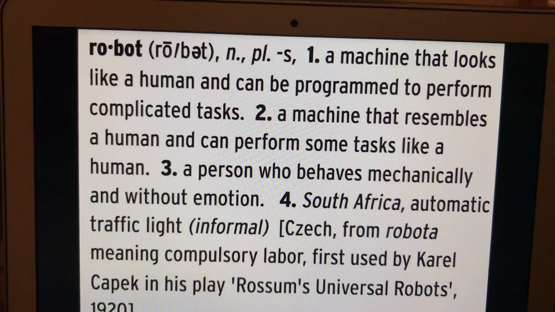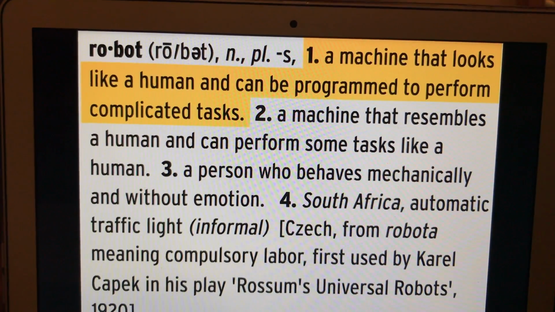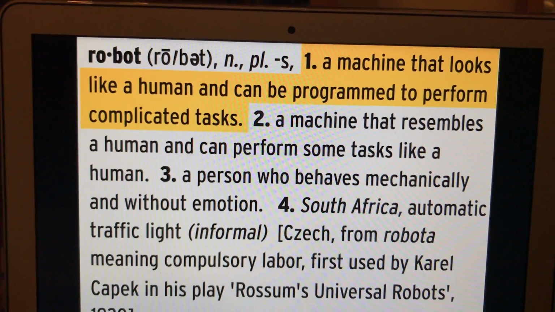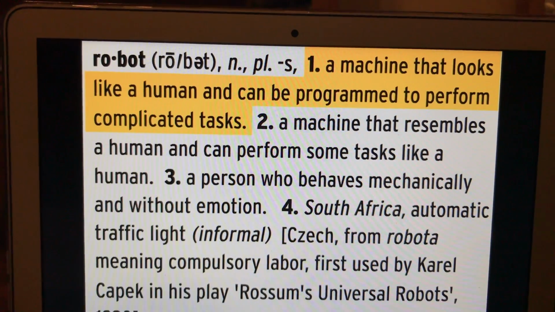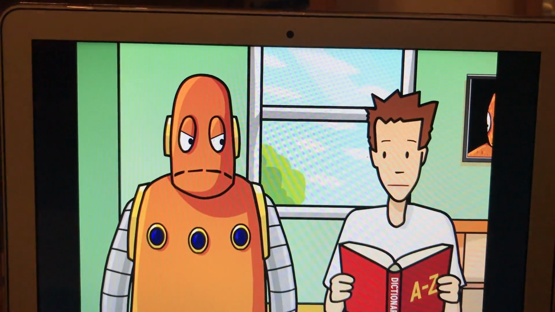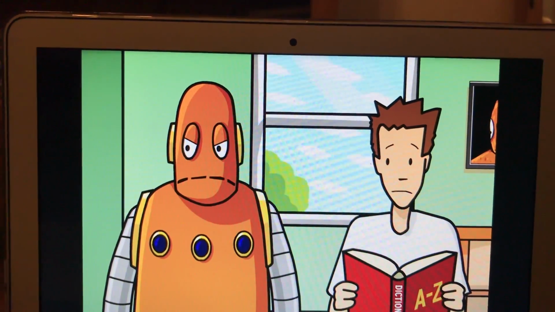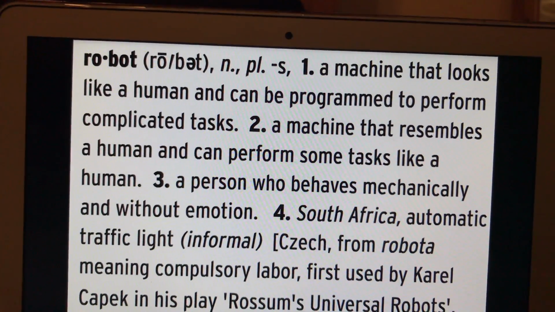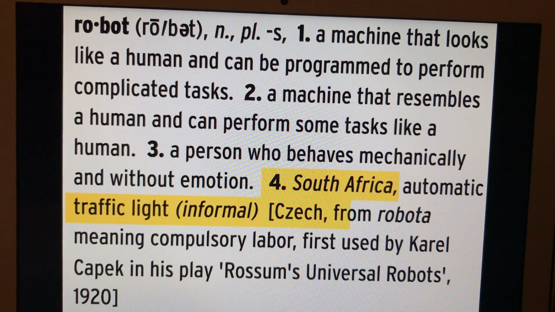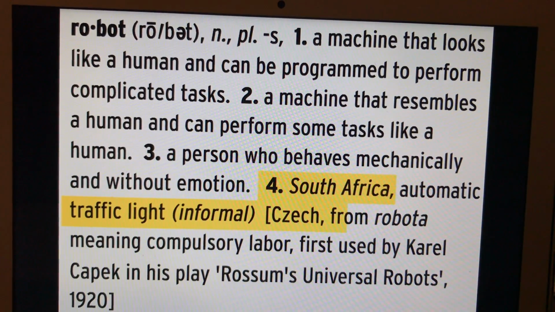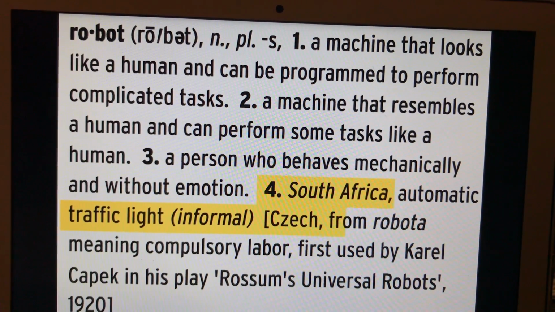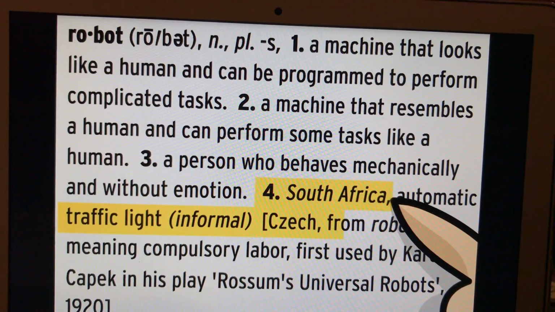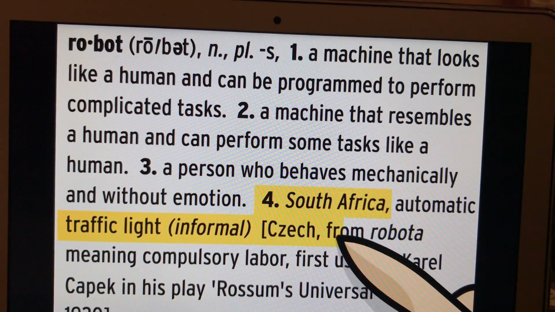So, the most common definition for robot is a machine that looks like a human and can be programmed to perform complicated tasks. Doesn't matter if you don't agree, that's what the dictionary says. Anyway, the least common definition is South Africa Automatic Traffic Light, informal. The italicized words tell you that calling traffic lights robots is only done in South Africa, and only when you're talking informally, like with your friends.